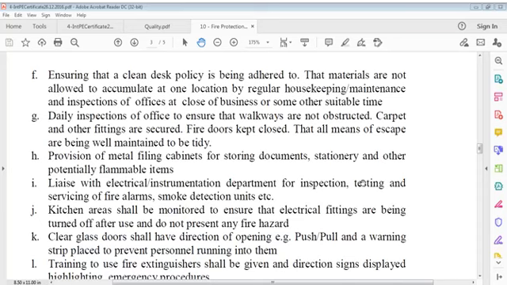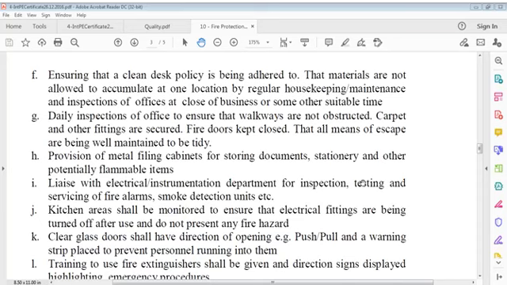Very important point: ensuring that the clean desk policy is being adhered to, that materials are not allowed to accumulate at one location, by regular housekeeping, maintenance and inspections of offices at close of business or some other suitable time. Daily inspections of offices to ensure that walkways are not obstructed, carpet and other fittings are secured, fire doors are kept closed, and that all means of escape are well maintained and kept tidy.